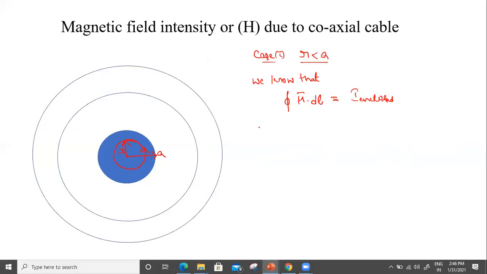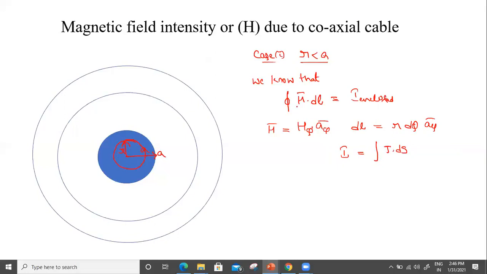In this case, H bar is directed along the azimuthal direction, so H bar can be written as H phi into a phi bar. The differential element dl can be written as r d phi into a phi bar. This is the H bar as well as the dl. And the current enclosed can be written as the surface integral of J bar dot dS.